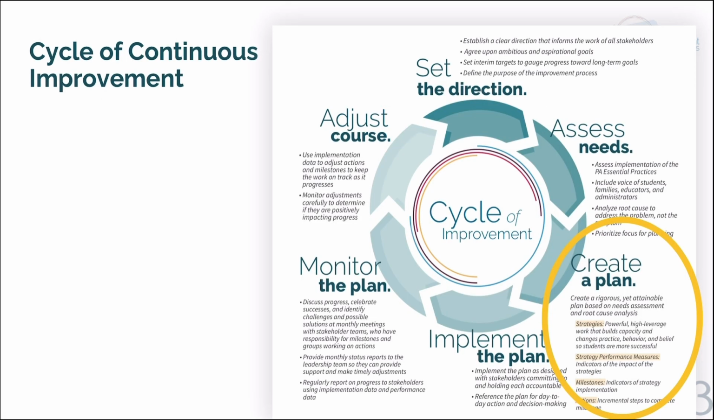As you know, a key aspect of ESSA is its commitment to the use of cycle of continuous improvement and evidence-based approaches to drive better outcomes for students. Today we're going to focus on the Create a Plan phase of the cycle. This aligns with the Go area of the Future Ready Comprehensive Planning Portal.